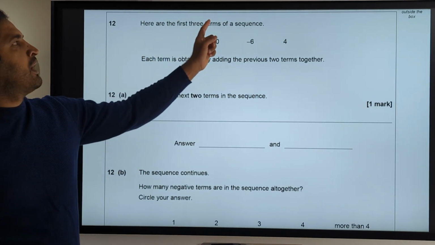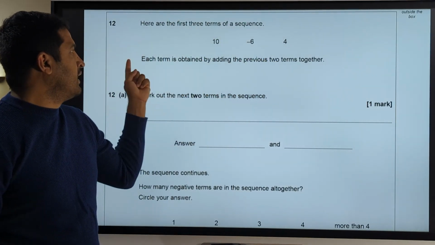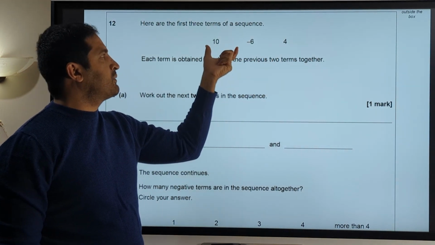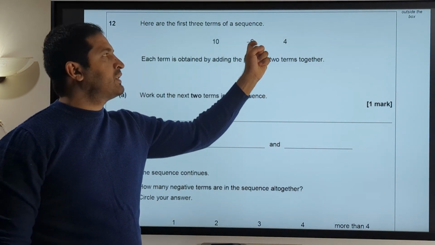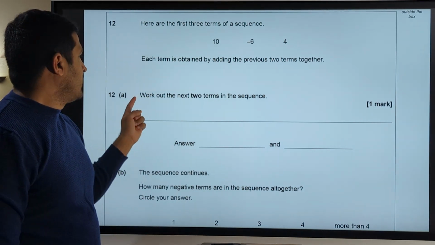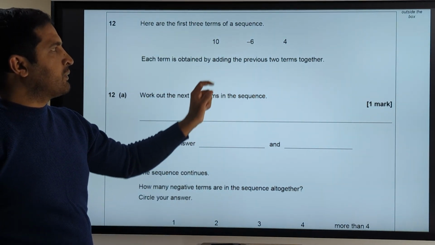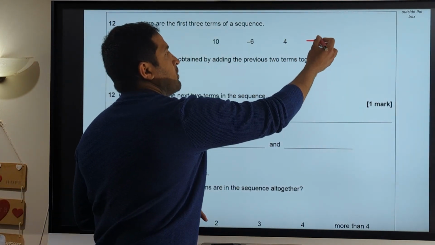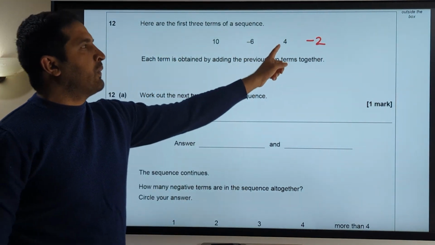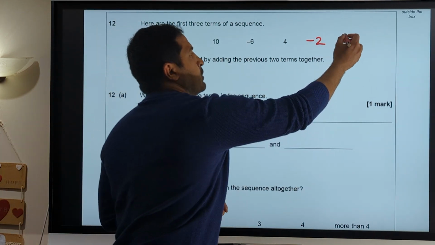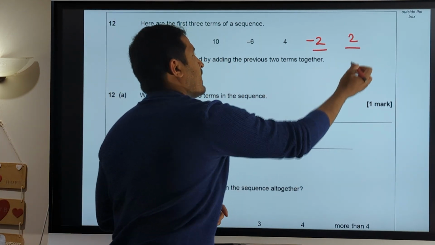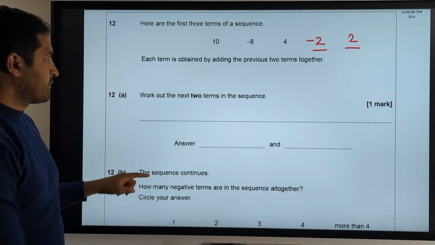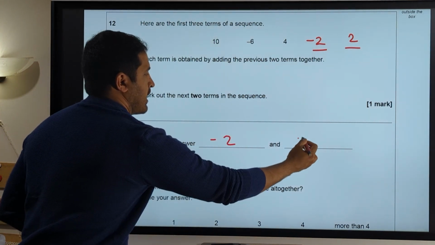The sequence has these three terms, and each term is obtained by adding the previous two terms together. So 10 add negative 6 gives you 4. Work out the next two terms in the sequence. So we're going to look at negative 6 add 4, which gives you negative 2. And then 4 add negative 2 will give you 2. So these are our next two terms in the sequence: negative 2 and 2.